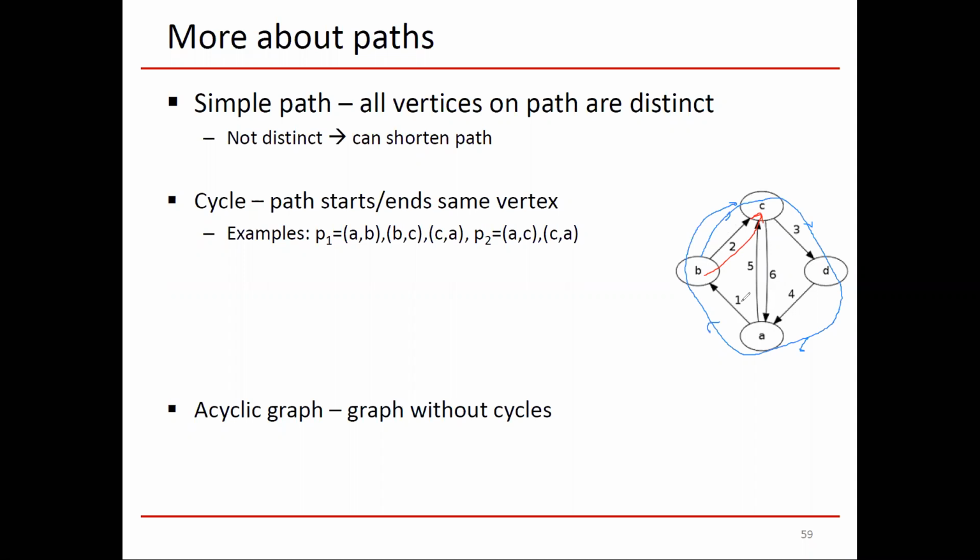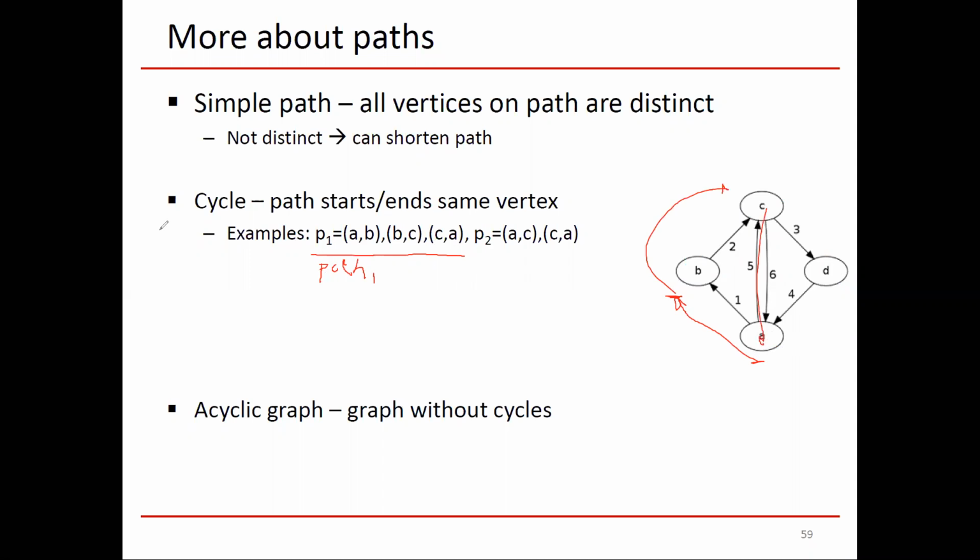Now what about a cycle? A cycle, we've just seen cycles from B to B and from C to C. We have a path that starts and ends at the same vertex. So let's look at an example. One cycle, P1 for path 1, begins at the vertex A. So we're at A. We then move to B. Now we're at B. We move from B to C. We move from C to A.